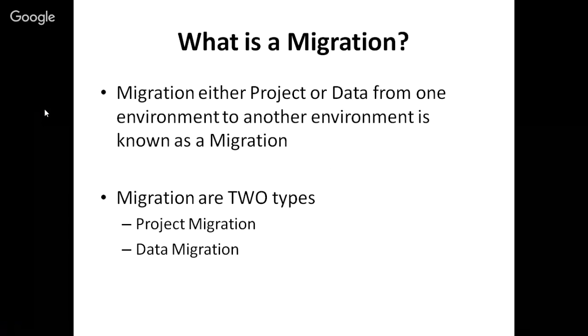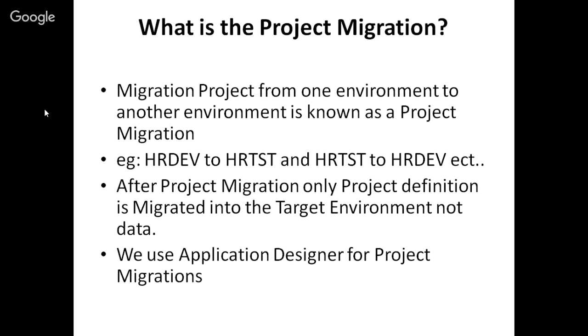We'll see what is migration. Migration means migrating a project or data from one environment to another environment. Migrations are of two types, project migration and data migration. What is a project migration? Migrating a project from one environment to another environment is known as project migration. For example, if you are migrating from development environment to test environment or test environment to development environment, anything like that from one environment to another environment, if you're migrating only the project, then we call it project migration.